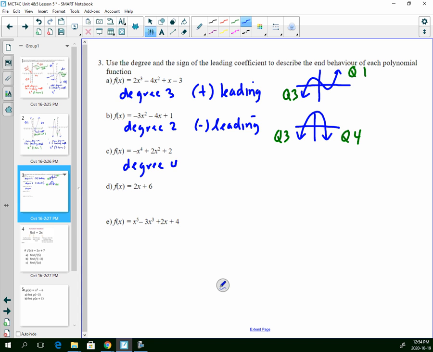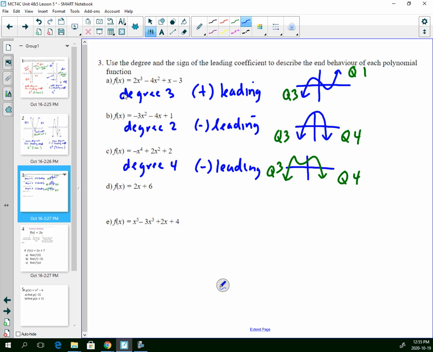This one is degree 4 with a negative leading coefficient. So if it's negative, the ends should go in the same direction and it should point down. So it'll probably look something like this. So it should start in quadrant 3, end in quadrant 4, the same as degree 2 with a negative leading coefficient.